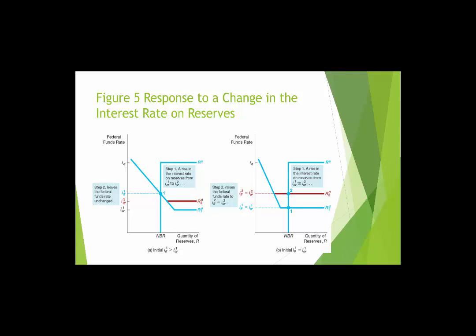Now in this case on the right-hand side, there's a rise in the interest rate on reserves from IOR1 to IOR2. That pushes up that flat part of the demand curve. And that raises, in this case, the federal funds rate from IFF1 to IFF2 by the same amount, to the same level as the rate paid on excess reserves.